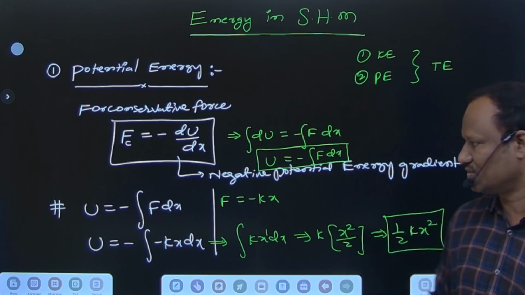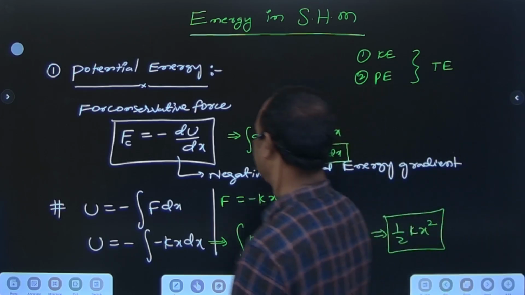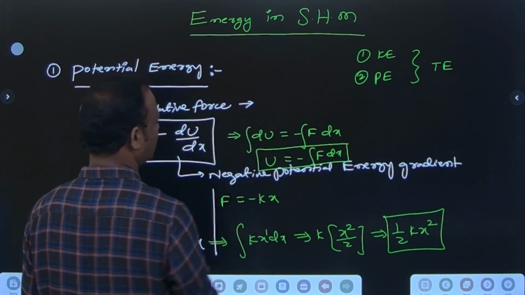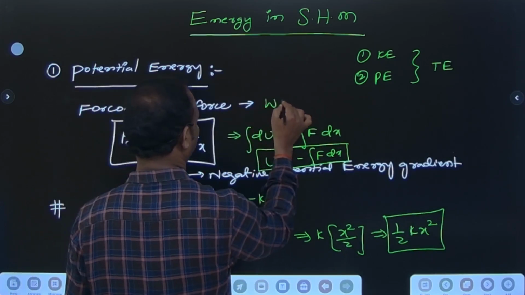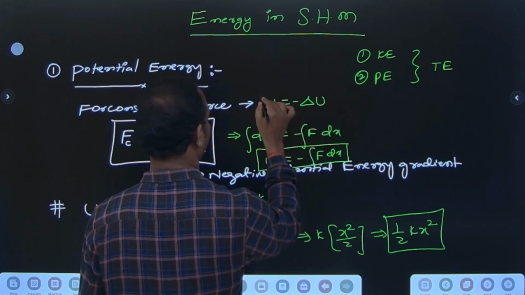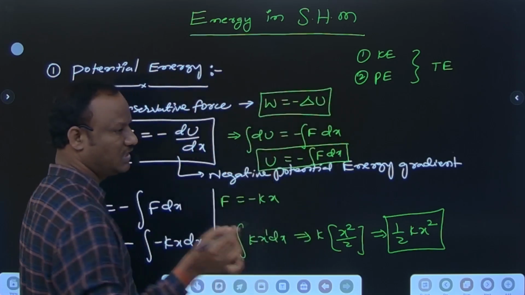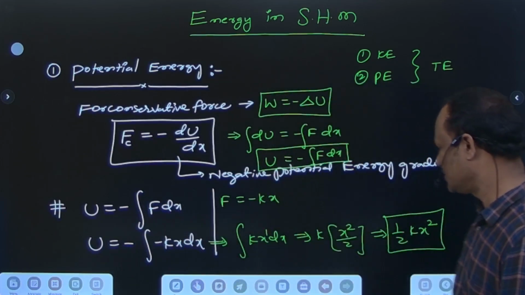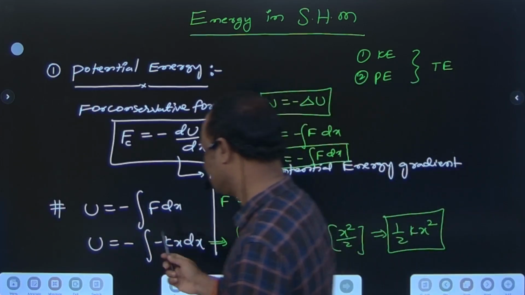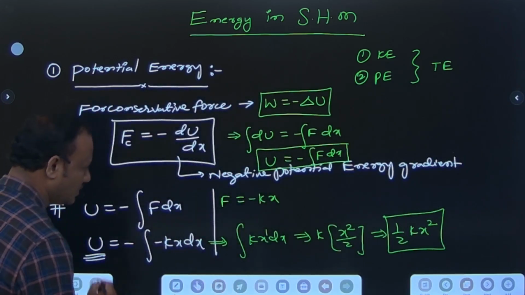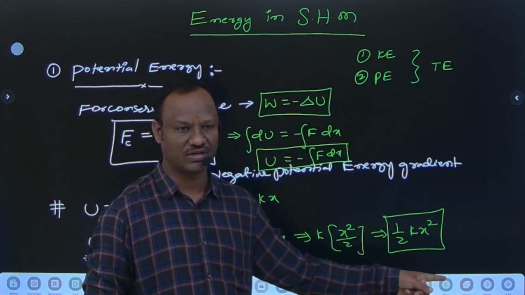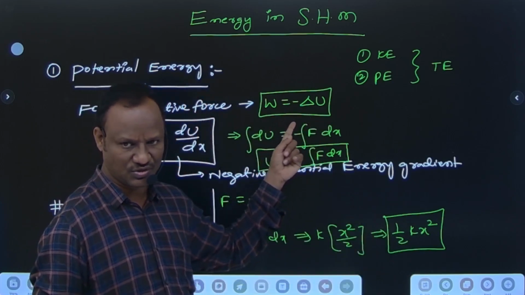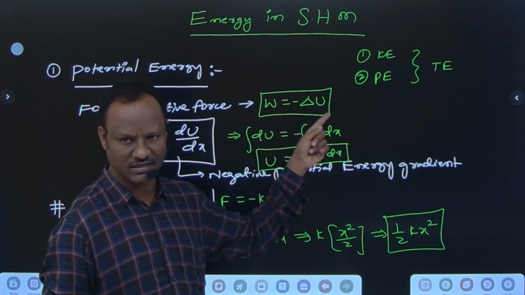What is the work done by the spring? For conservative forces, work done W is equal to minus delta U, the negative change in potential energy. For example, the potential energy is half k x square, and the work done is minus half k x square. W is equal to minus delta U.